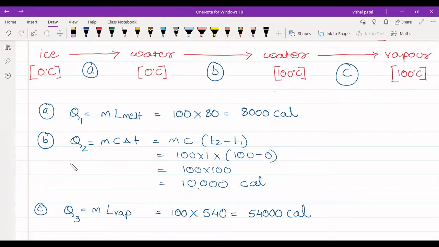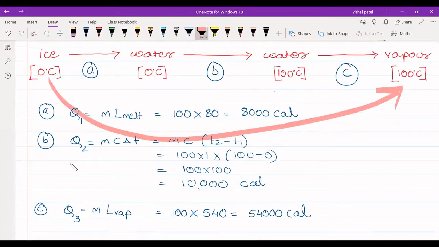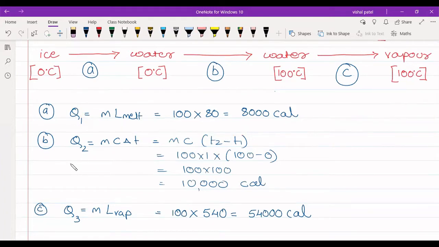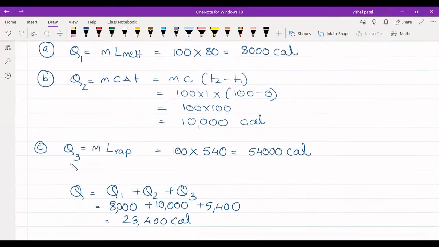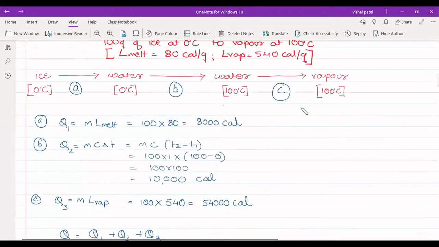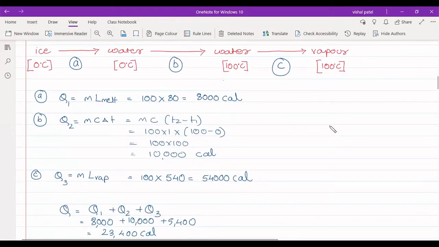So what we did, we found heat at each step, Q1, Q2, Q3. और क्वेश्चन में क्या पूछा है कि आइस से लेके वेपर तक टोटल हीट कितना है. So what do you have to do in the last step? See here, students, we have to just add all the heat: Q1 plus Q2 plus Q3. Here, students, this is the whole sum. Any doubts? Let me know.